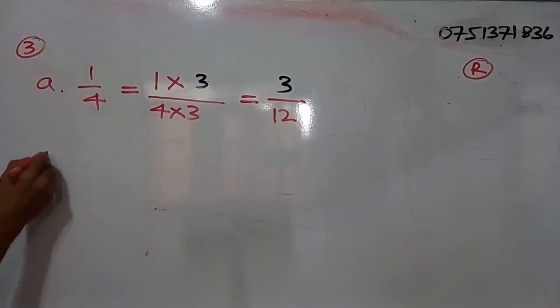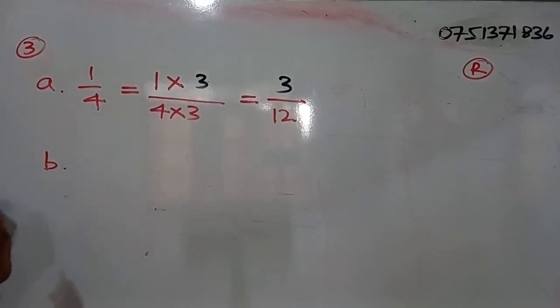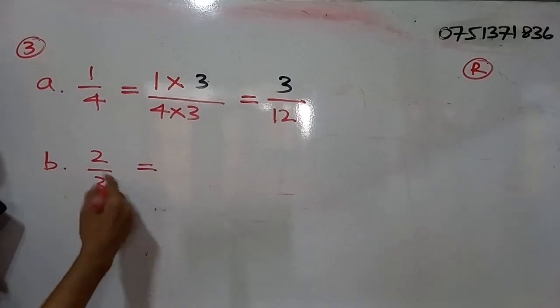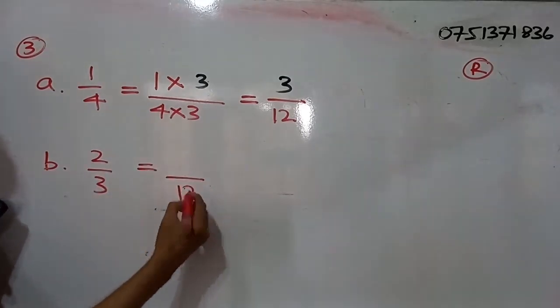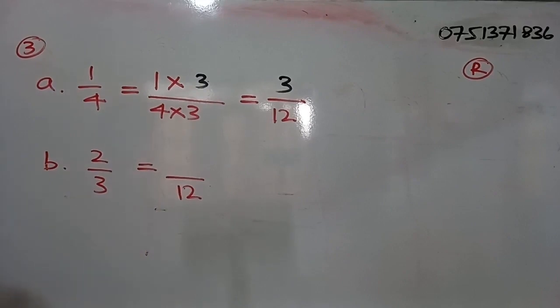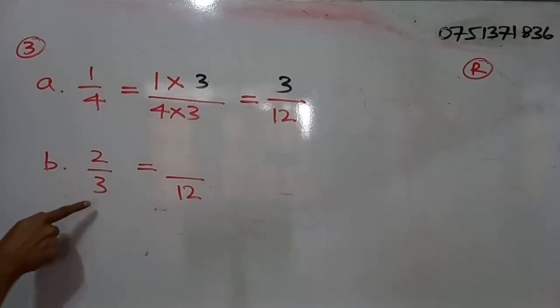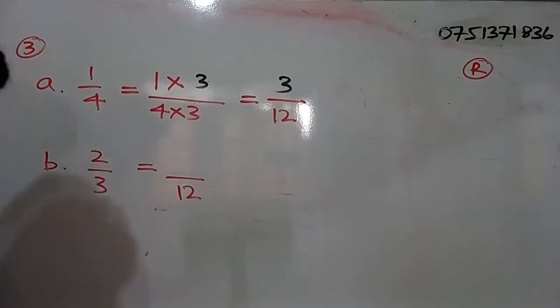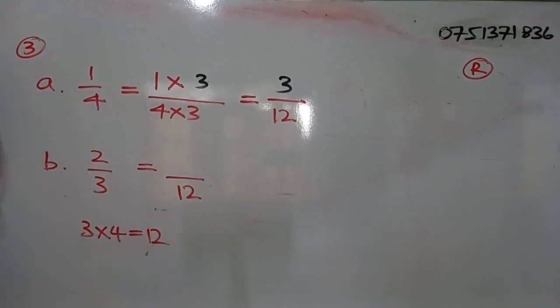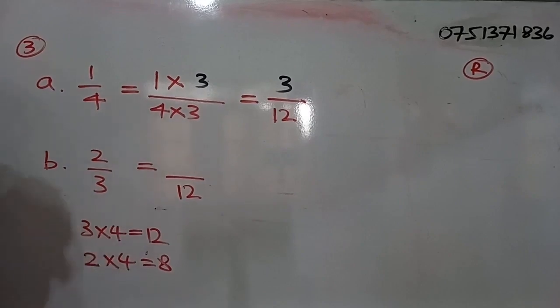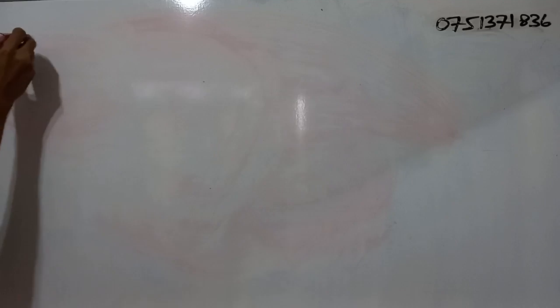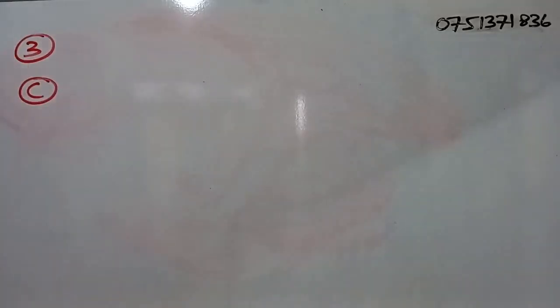Right. So the next one, B. What do we have? The fraction is 2 by 3. So the resultant fraction, the denominator is 12. So just as here, how do we convert this numerator, which is a 3, into a 12? We have to multiply that by 4, no? So we get 12. So we have to do the same thing to the numerator, right? So 2 times 4, we get 8. So the numerator is what? 8.